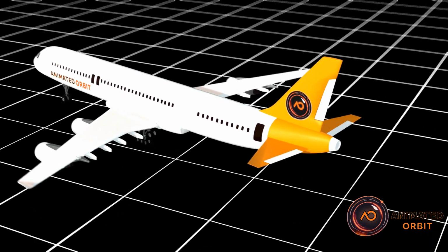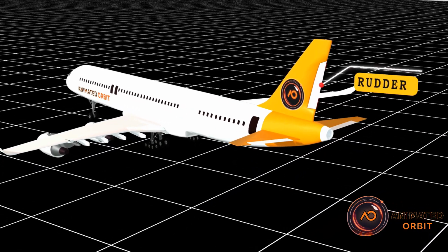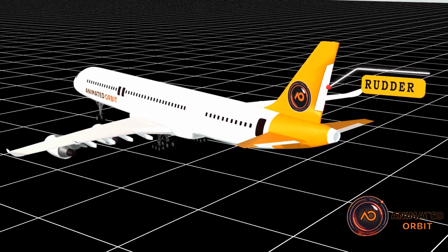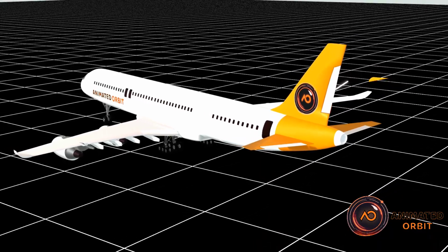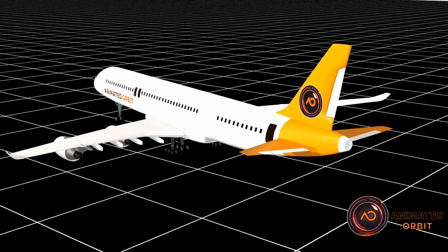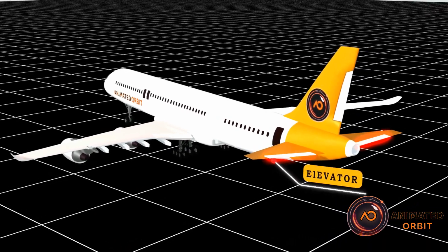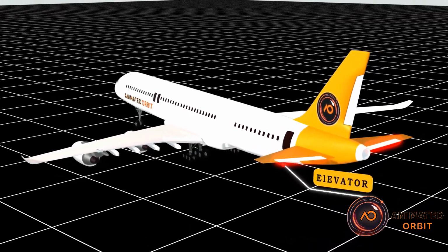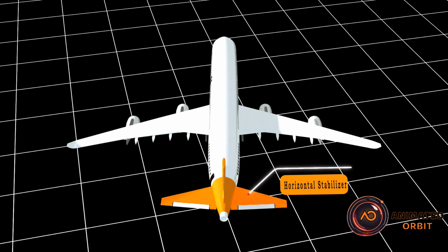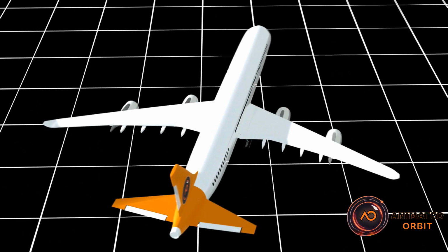Rudder. The rudder controls the airplane's yaw, side-to-side movement. It is located on the vertical stabilizer and moves left or right to turn the airplane. Elevator. The elevator controls the pitch, up or down movement of the nose. It is attached to the horizontal stabilizer and moves to adjust the airplane's altitude.